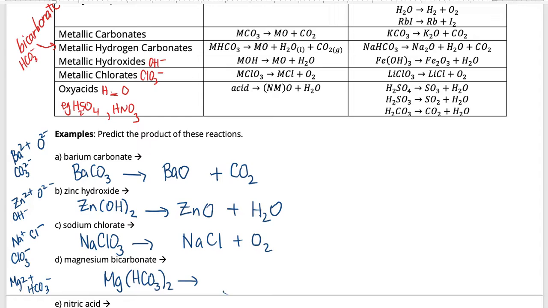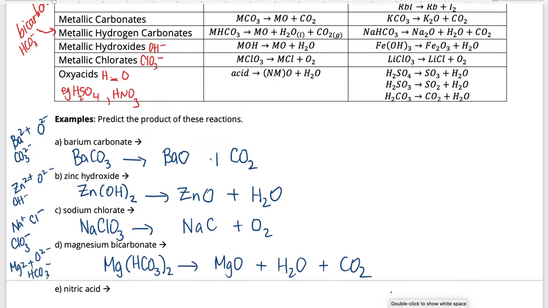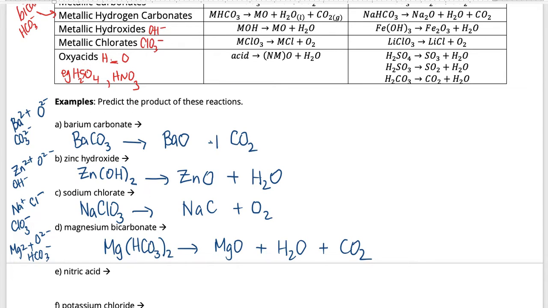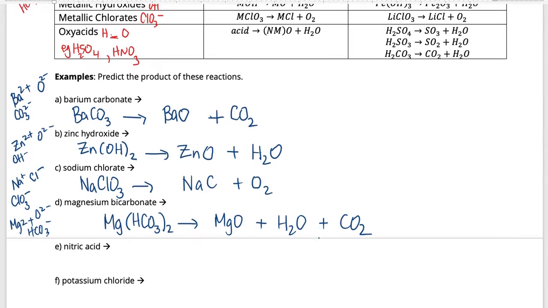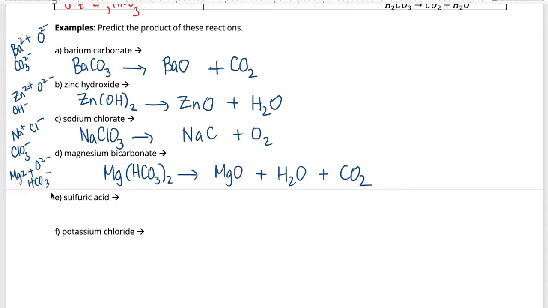So let's do that. Metal oxide first. Metal oxide, okay, so MgO. What else? A water. What else? A carbon dioxide. Oops, what happened to my plus here? There. Okay, here's the next one, sulfuric acid.